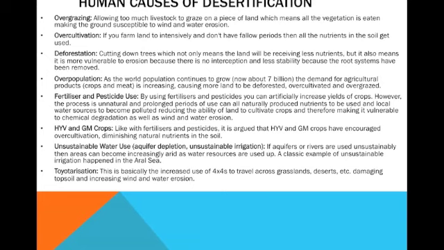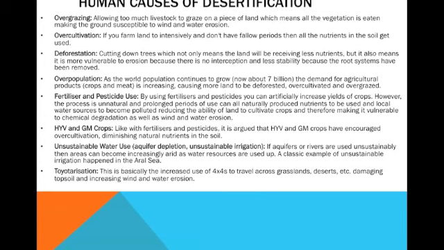Unsustainable water use. Well, if aquifers, which are rocks that hold water, or rivers are used unsustainably, then areas can become increasingly arid, as water resources are used up. A classic example of unsustainable irrigation happens in the Aral Sea.